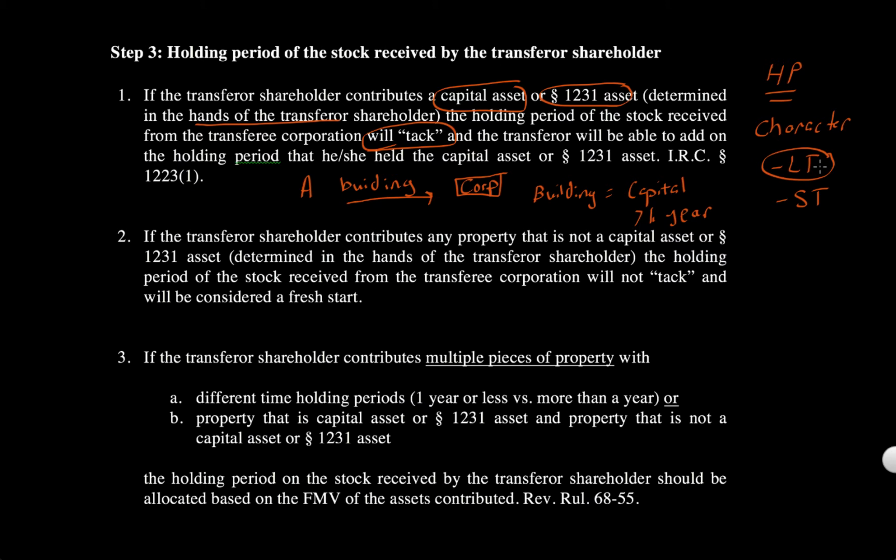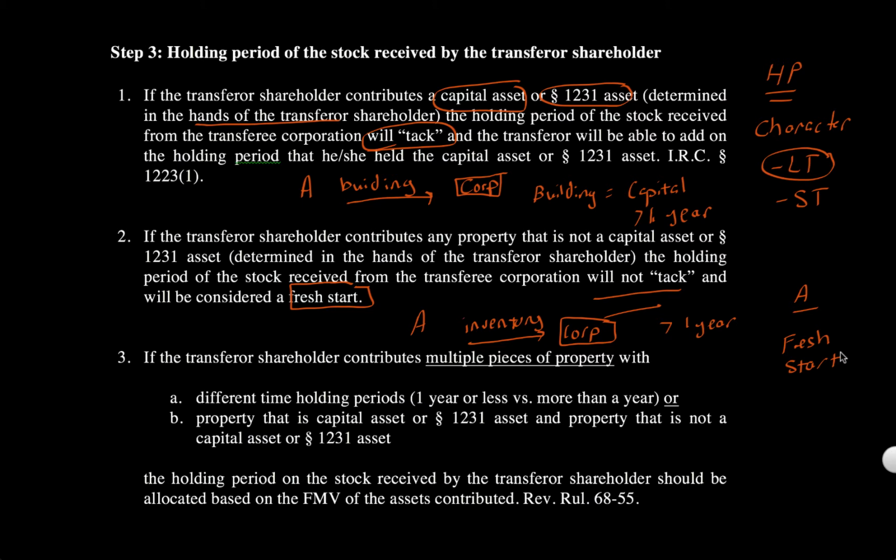If the transferor contributes any property that's not considered a capital asset or 1231, then the holding period of that stock received will not tack. It will be what's called a fresh start. So let's say that A, instead of transferring a building, transfers inventory, which is in the hands of A, not a capital asset or section 1231, to the corporation. And A held on to that inventory for more than 1 year. Well, A does not get to tack on that period, and when A receives stock, A's stock will have a fresh start. Why does this matter? Because if A sells the stock, let's say the next day, it's considered short-term, which results in short-term capital gain, which does not get preferential treatment.